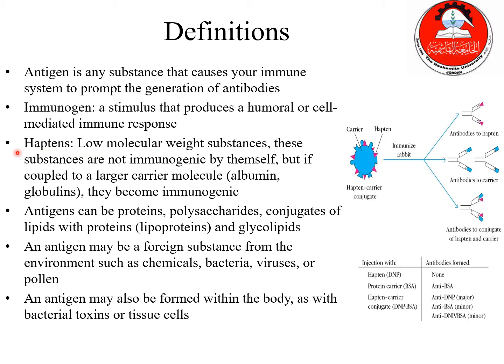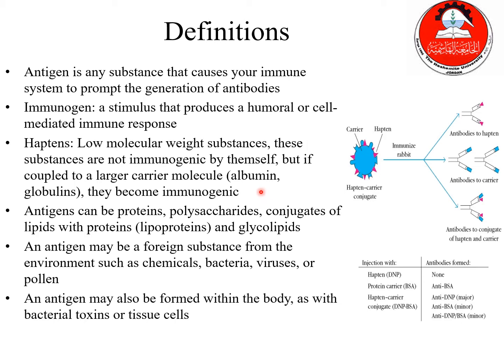Another important terminology is the hapten or the haptens, which are low molecular weight substances. By themselves, they are not immunogenic, so they cannot elicit an immune response by themselves, but if they were coupled with larger carrier molecules such as albumin or globulins, then they become immunogenic.